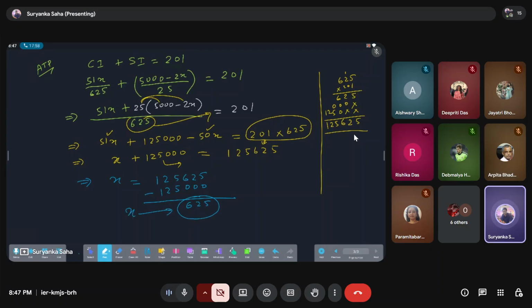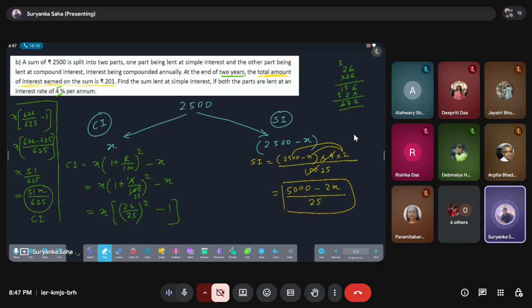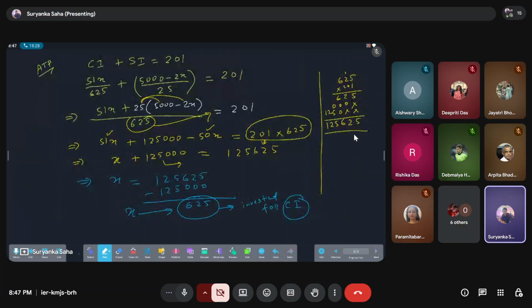And what was your x? It is the money invested for CI. But please see the question. They have asked to find the sum lent at simple interest. X is not for simple interest. They want simple interest, so our target will be this one. Our target is 2500 minus x. So we will find that out. Okay, 625 is the money invested for CI.